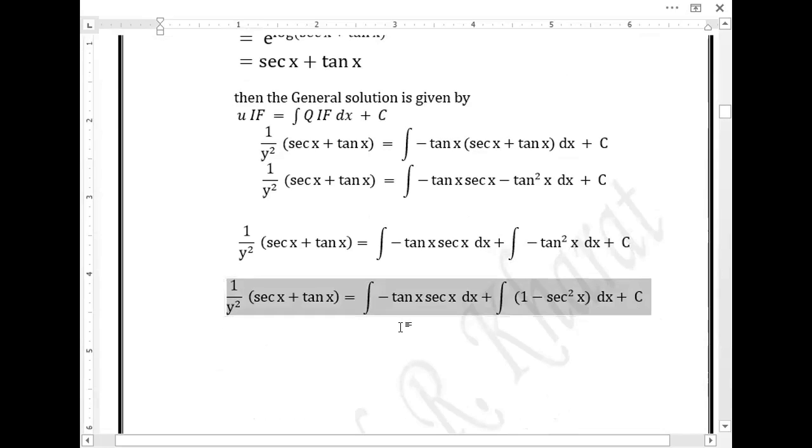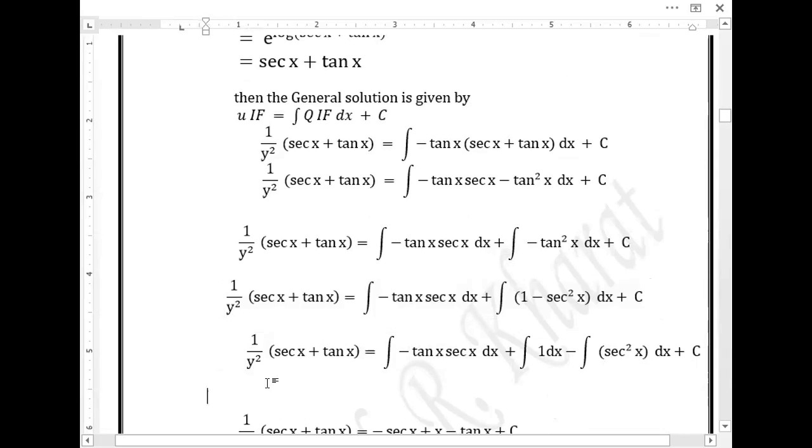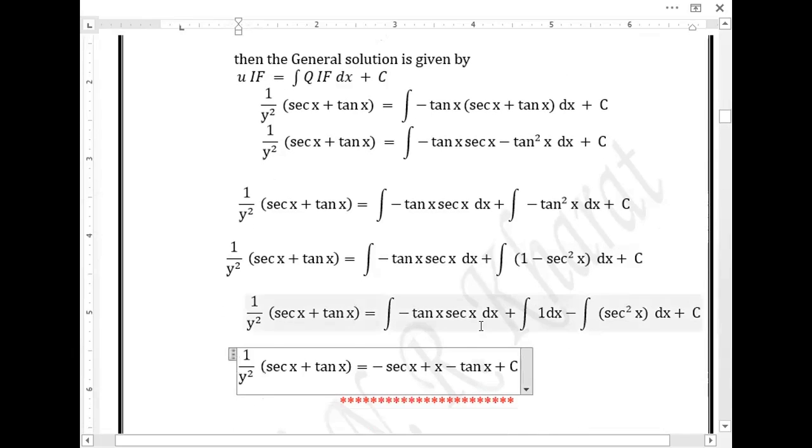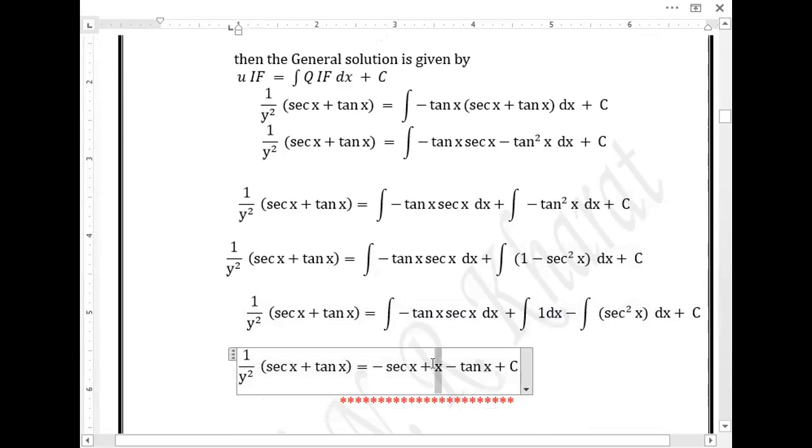particular terms, integration of tan x into sec x, we have to find it. And again, the integration of 1 and integration of sec square, we have to make separate. Then the left hand side remains as it is. The integration of tan x into sec x is minus sec x, due to the minus sign. Integration of 1 is x, and integration of sec square is tan x.